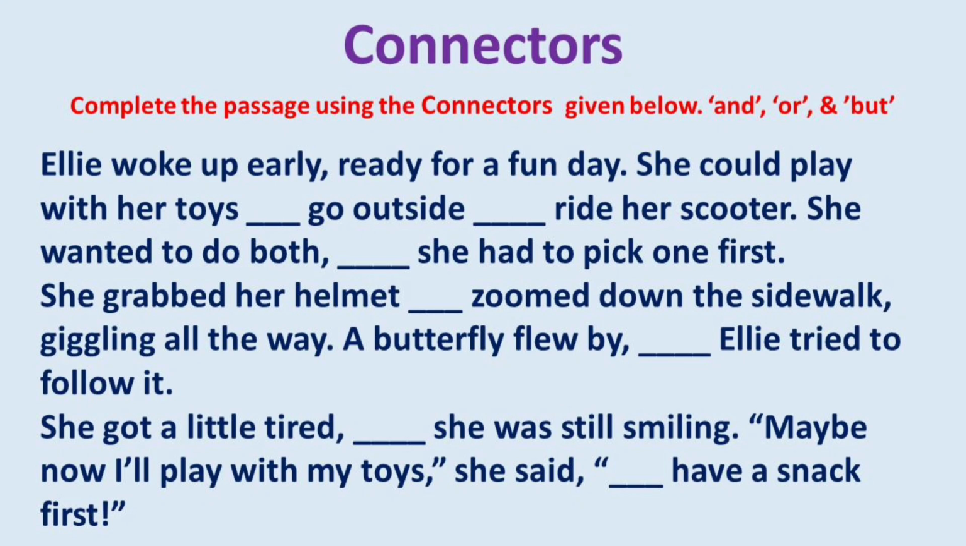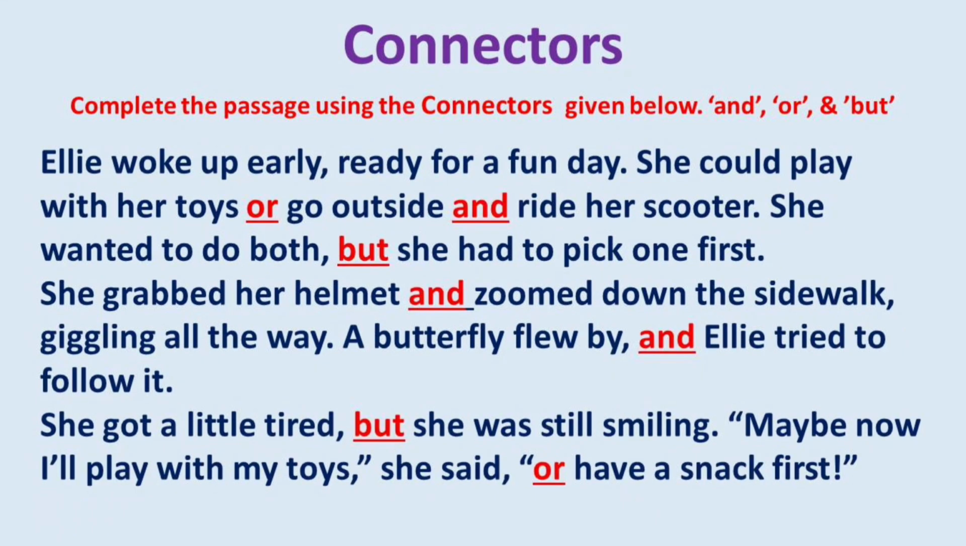Next, complete the passage using the connectors given below. And, or, and, but. Ellie woke up early, ready for a fun day. She could play with her toys dash go outside dash ride her scooter. She wanted to do both, dash she had to pick one first. She grabbed her helmet dash zoomed down the sidewalk, giggling all the way. A butterfly flew by, dash Ellie tried to follow it. She got a little tired, dash she was still smiling. Maybe now I'll play with my toys, she said, dash have a snack first.